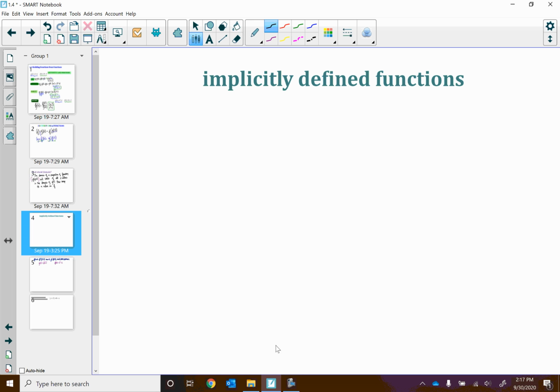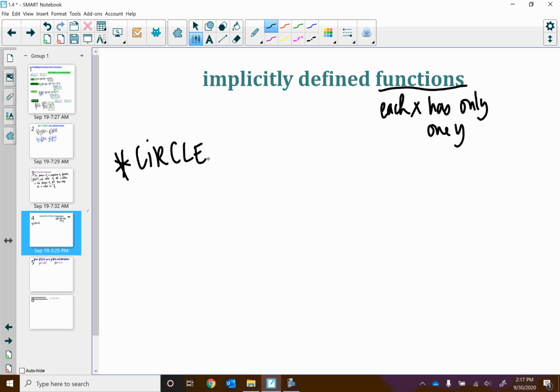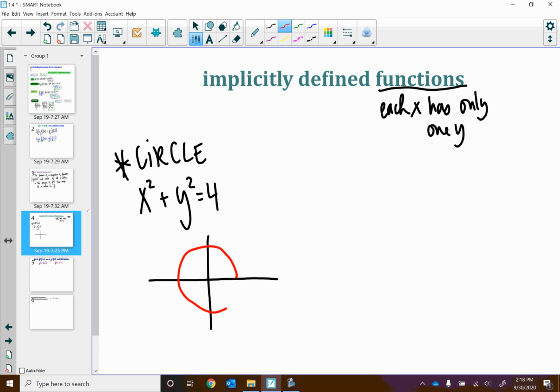And then last but not least, we're going to talk about implicitly defined functions. We've looked at the idea of a function, right? A function is where each x has only one y value. But of course, there are some things like a circle, for example, x squared plus y squared is equal to 4, let's say. Here's a circle. It has a radius of 2, centered at the origin. Obviously that is not a function, right? If we did the vertical line test, it would not pass.